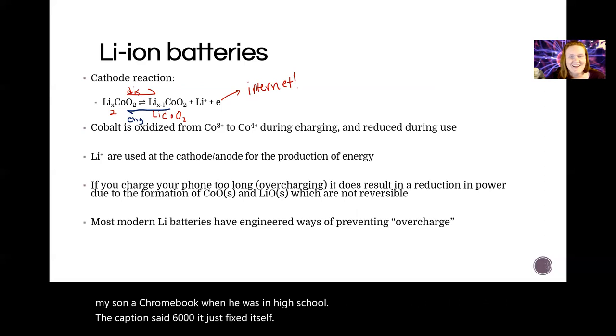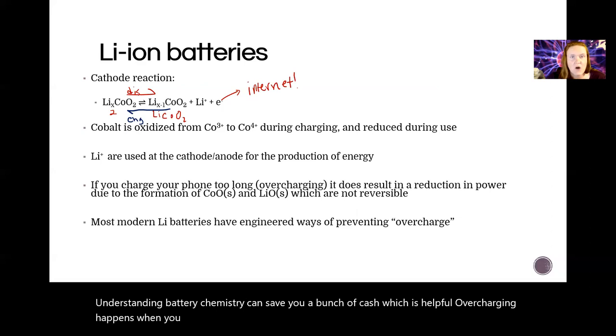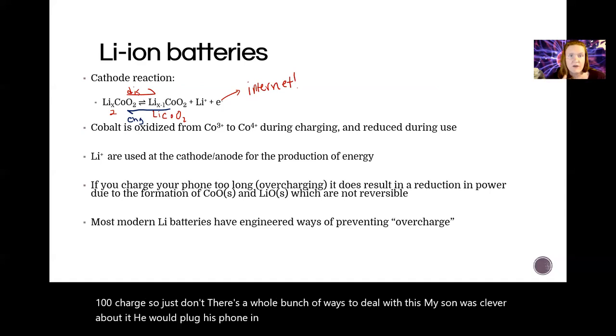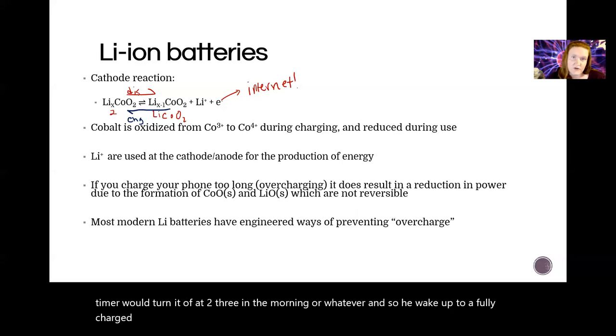So anyways, understanding battery chemistry can save you a bunch of cash, which is helpful. Overcharging happens when you keep things plugged into the wall beyond 100% charge. So just don't. There's a whole bunch of ways to deal with this. My son was clever about it. He would plug his phone in with a timer, so he could still plug it in overnight, but the timer would turn it off at like 2 or 3 in the morning. And so he'd wake up to a fully charged phone that was not overcharged.